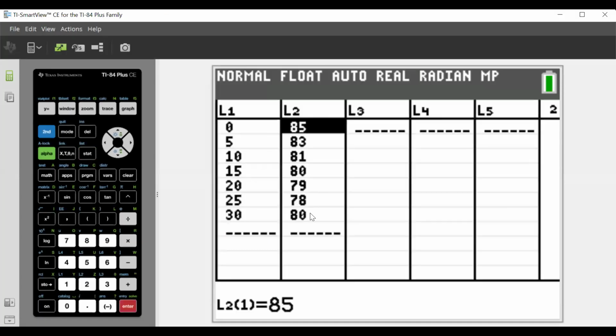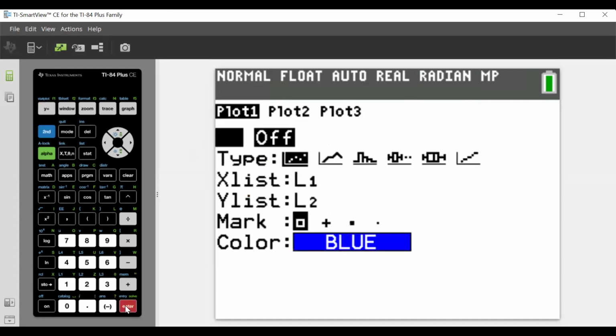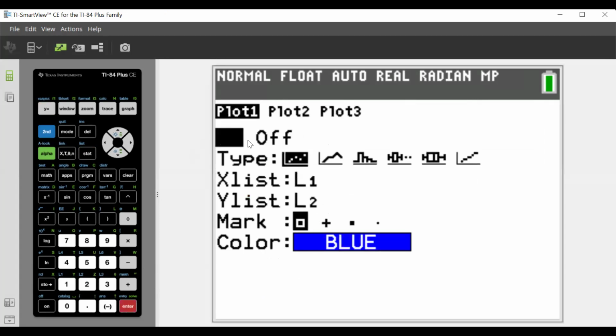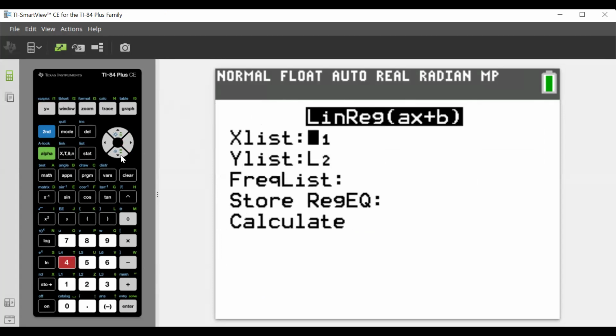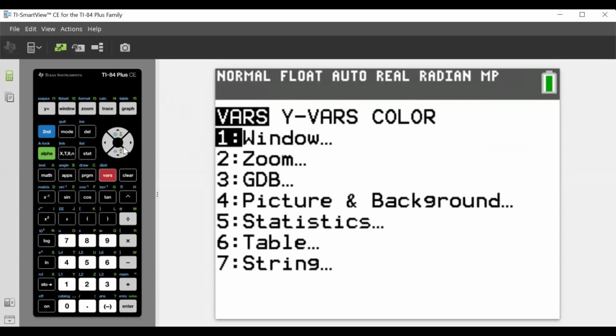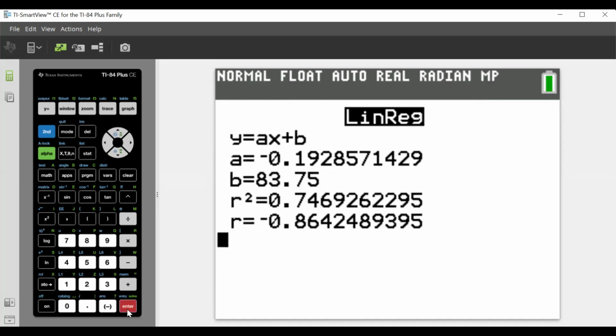And because there's so much data, I didn't put it in as I go this time. I'm just going to do that. Now we want a scatter plot. So to get a scatter plot, we have to hit second Y. We want to turn the scatter plot on, so we're going to hit enter and say on. And once we have that on, let's go to stat, calc, and let's do our linear regression. So we can go down, put vars, put 1, 1, and now it should show a scatter plot as well as the line once we get to it.